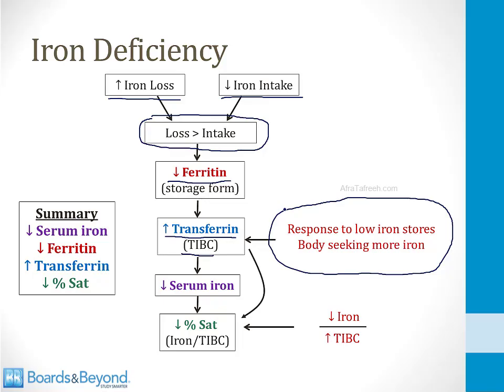Now eventually the ferritin or storage iron will be depleted and the serum iron level will begin to fall. This will result in a low percent saturation because when the iron level is low, the percent saturation is low. In addition, when the transferrin level gets high, that will raise the TIBC, so this also contributes to the decreased percent saturation. So over here on the left side of the screen, I've summarized the key findings on serum blood testing in iron deficiency. There's a low serum iron, a low ferritin, a high transferrin, and a decreased percent saturation.